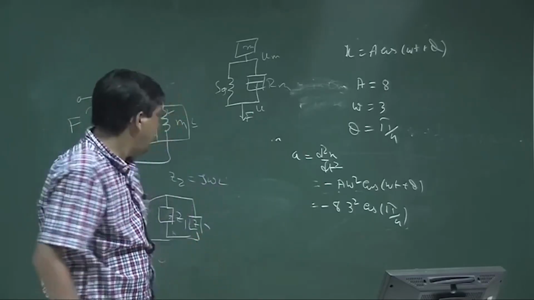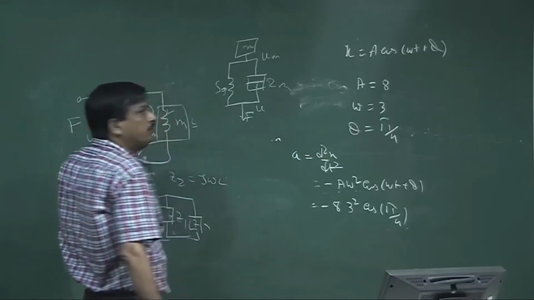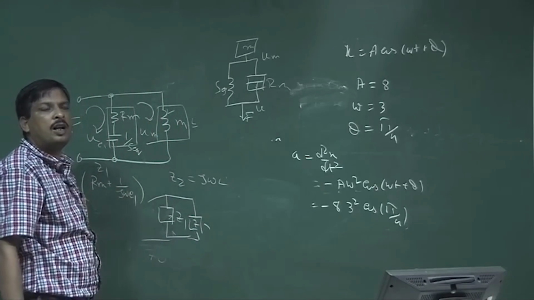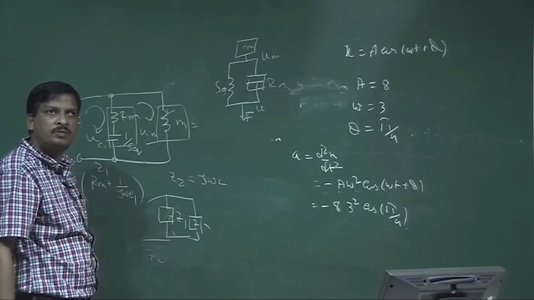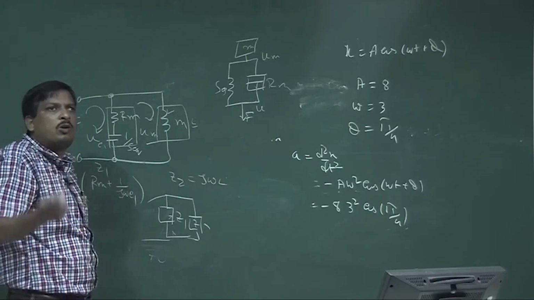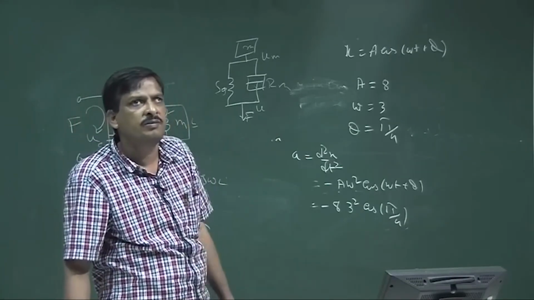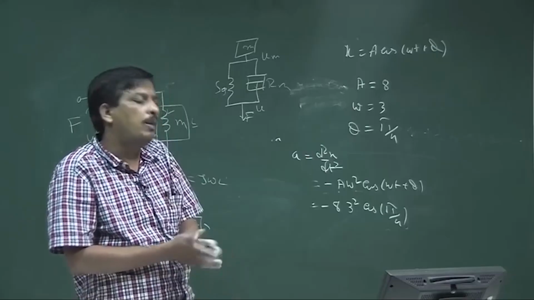Then I can find out the resonance frequency of this circuit, either 1 by root over LC or root over of S equivalent divided by mass. Okay. So, this way I can solve the problem.